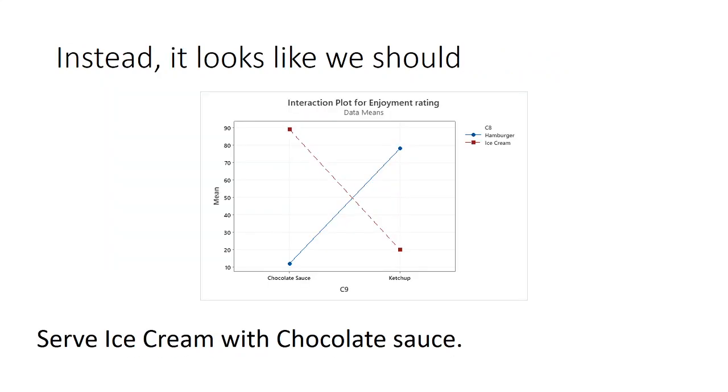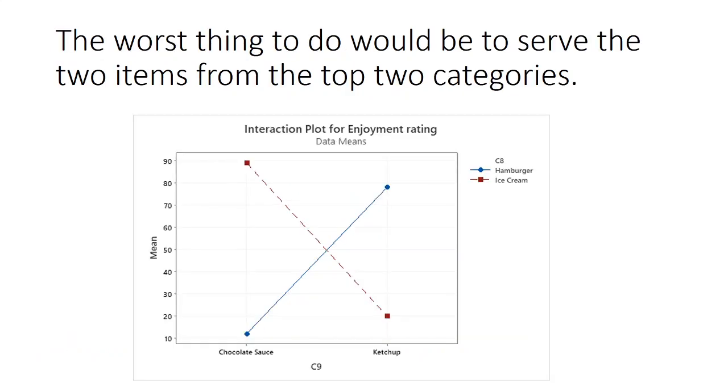Instead, what we should look at are the interactions, and serving ice cream with chocolate sauce would be our best choice here, if we wanted to please our friends, whoever we had over for dinner. The worst thing to do would be to serve the two items from the top two categories. So we have to see what kind of factors won. It may be that someone is the best because of some other factor. For example, is Tom Brady the greatest quarterback, or is it just because he had the factor of Bill Belichick? Maybe Sonny Jurgensen would have been the greatest quarterback if he had a good coach.